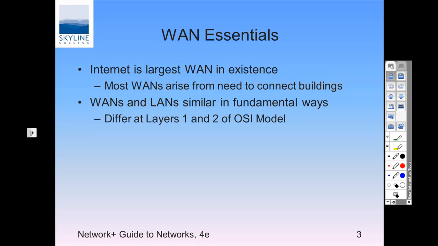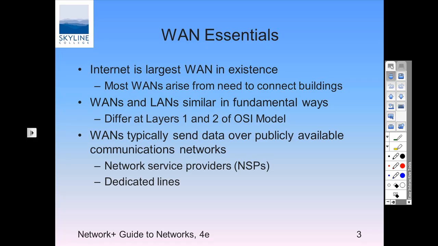WANs and LANs are similar in fundamental ways. Different at Layer 1 and 2. Mostly Layer 2, where the protocols are defined. Some of them actually get definitions there. They're going to talk about one. They've got one in here called X.25, which actually did kind of sneak into Layer 3 also, but it's not really used anymore. We use a souped-up version called Frame Relay to do it.